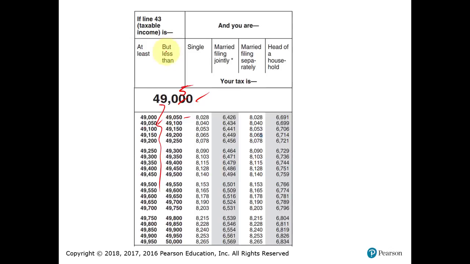49,050 is not less than 49,050. So once you hit this amount, you know you got to go down to the next line. This is the taxable income row we're going to be using here. And we go across and we stop under our filing status column, which is the married filing joint.